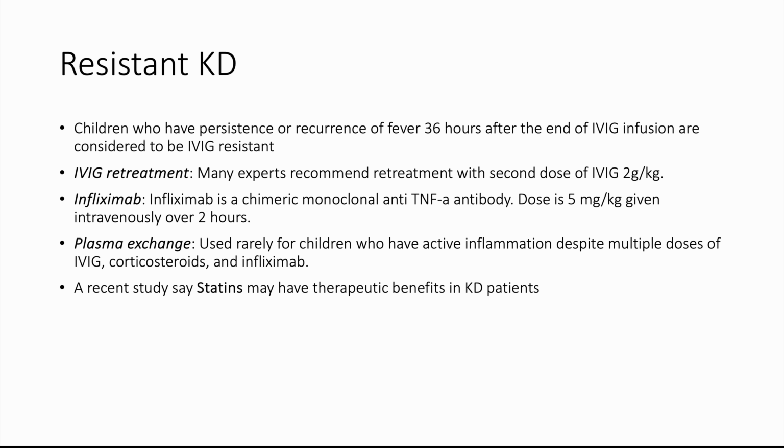There is also something called resistant Kawasaki disease. Children who have persistence or recurrence of fever 36 hours after the end of IVIG infusion are considered to be IVIG resistant. Many experts recommend retreatment with a second dose of IVIG, but there are some drugs like infliximab, a chimeric monoclonal anti-TNF alpha antibody. The dose is 5 mg per kg given intravenously over 2 hours. Plasma exchange is used rarely for children who have acute inflammation despite multiple doses of IVIG, corticosteroids, and infliximab.